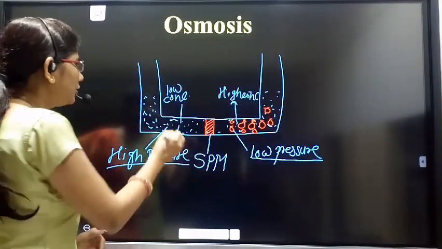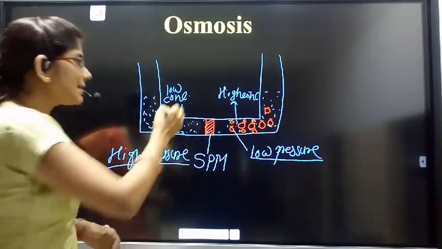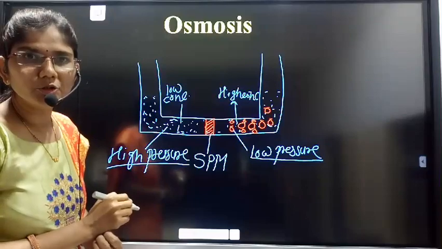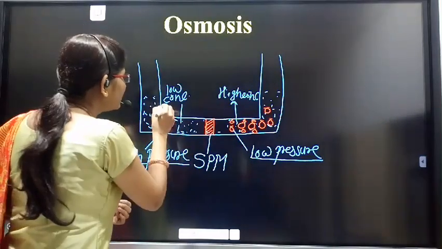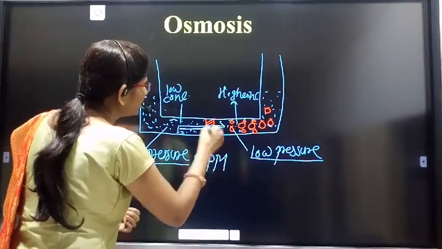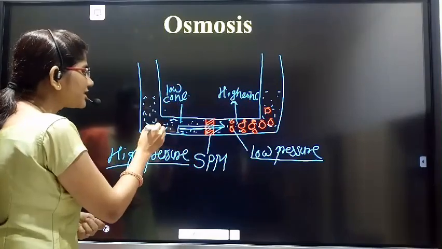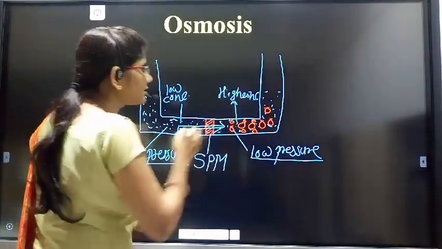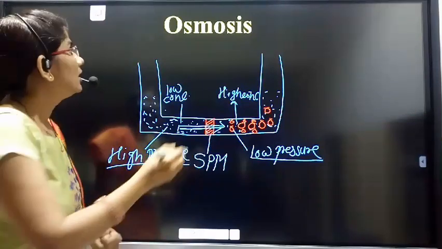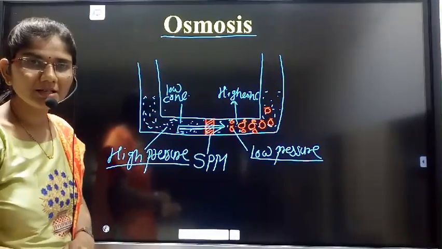And therefore only solvent molecules pass through the semi-permeable membrane, from this region to this region. Therefore the flow of a solvent takes place from low concentration region to high concentration region, and this is called osmosis.